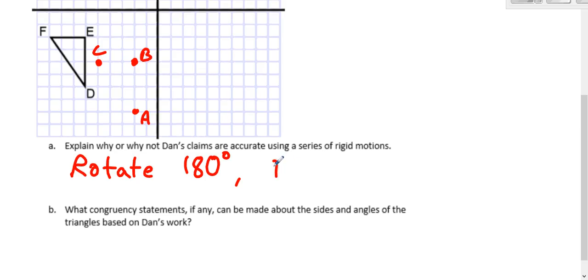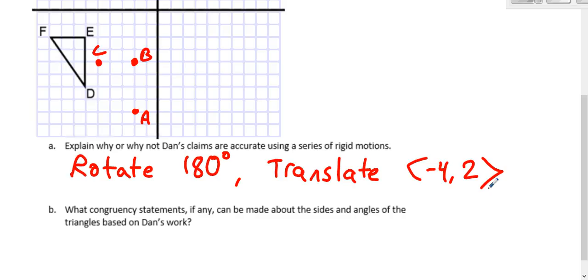That's called a translation. Left 4, up 2. That's how you know they're congruent, because there's a sequence of rigid motions that maps one onto the other. There's the rigid motions.